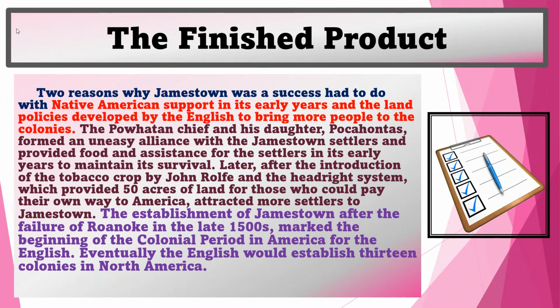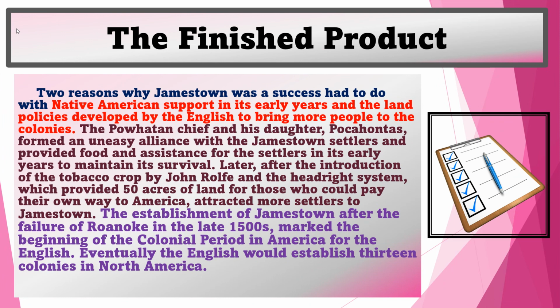Later, after the introduction of tobacco crop by John Rolfe and the headright system, which provided 50 acres of land for those who could pay their own way to America, attracted more settlers to Jamestown. There's two reasons, and yes, there are others. Certainly, I could talk about John Smith's leadership. Certainly, I could talk about the fact that Jamestown received a continuous supply of new colonists and new resupplies, which kept them alive when things were looking bad. So there are other things I could mention here, but this works. I could mention geography of Jamestown, how it's different from Roanoke.